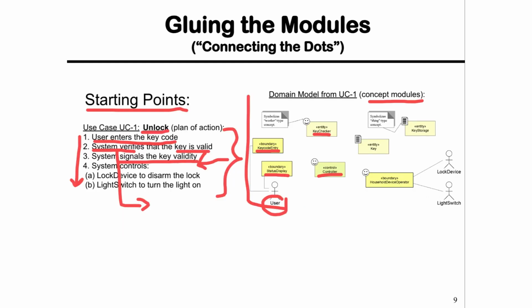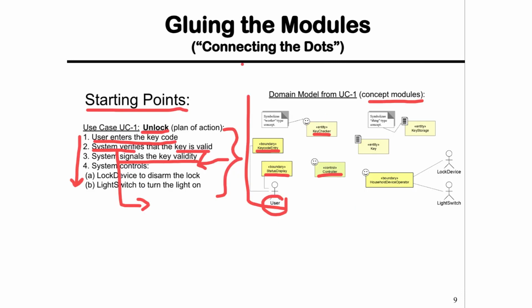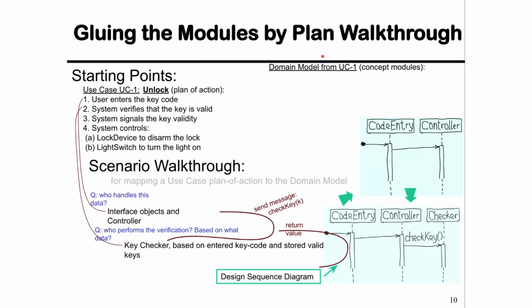That means we have already identified objects here in the concept module identification phase, or domain modeling phase. The next step would be gluing the modules. Okay, gluing the modules is directly related to the metaphor we said, connecting the dots. So how can we glue the modules? Here we have a domain model from use case one, or a concept module from use case one. So we have here a list of actions that use case one might go through.